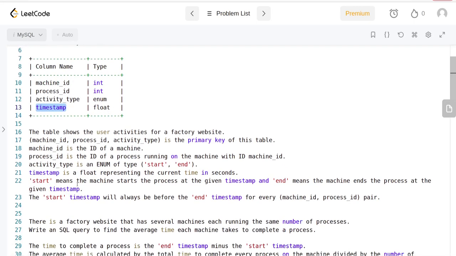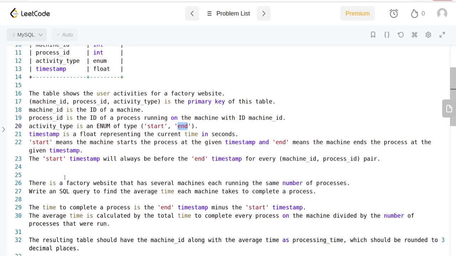Let me actually read it from here. This table shows the user activities for a factory website. The combination of these three things, machine ID, process ID, and what activity type he is going to be doing, is the primary key for this table. Machine ID is the ID of the machine. Process ID is the ID of a process running on the machine with ID machine_id. And the activity type is the ENUM of type either start or end. And the timestamp is when he's starting or ending the process on that particular machine.